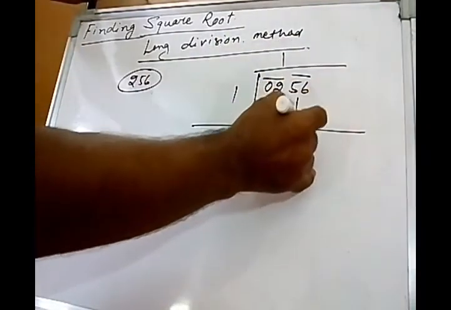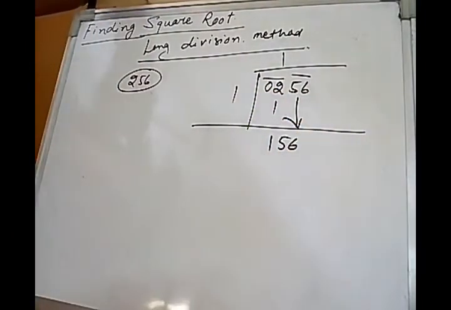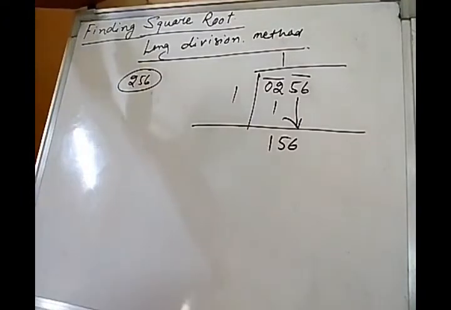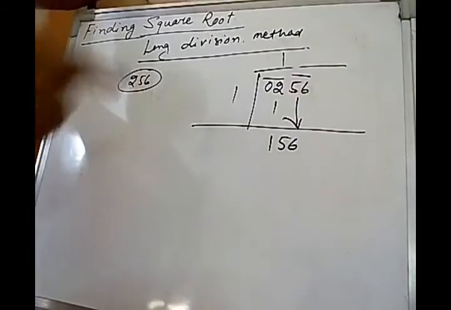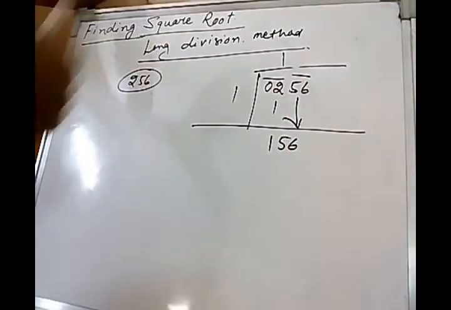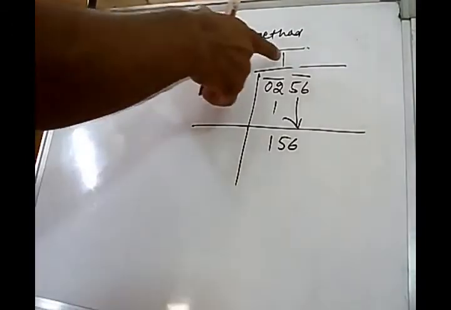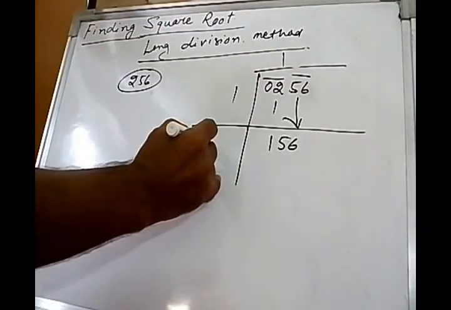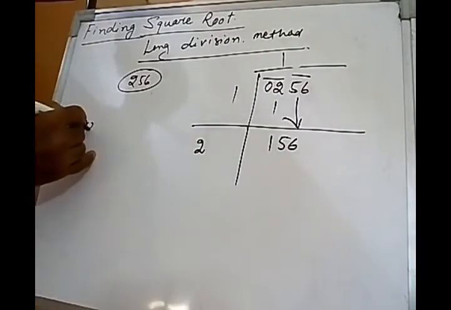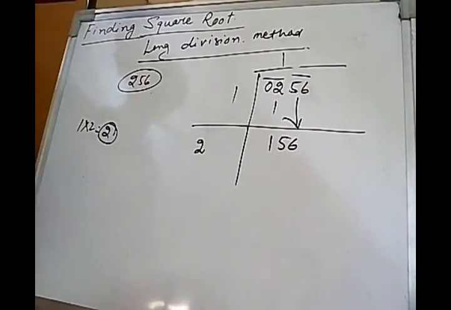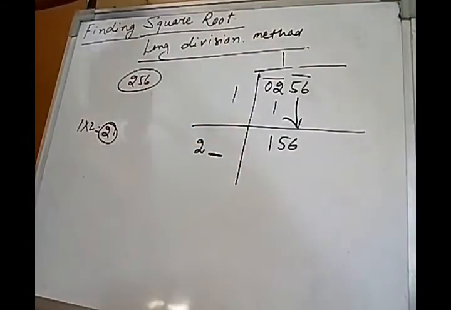Now one pair will come down. In normal division, only one digit was coming down. Whenever 2 digits were coming down, we were putting 0 in the quotient. But in the square root, one pair will come directly to the remainder. Now in the second step, the double of the quotient, that is, 1 doubled is what? 2. 1 doubled means multiplied by 2, that is 2 here. Now one place is vacant in the second step.